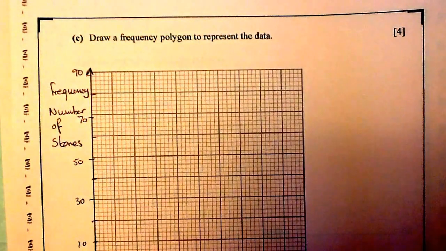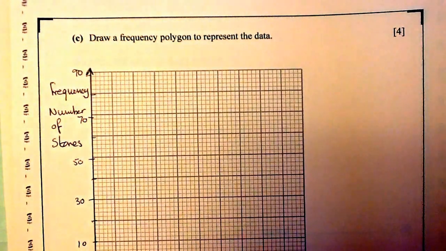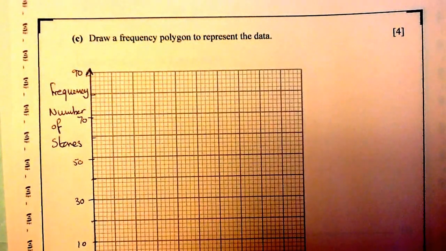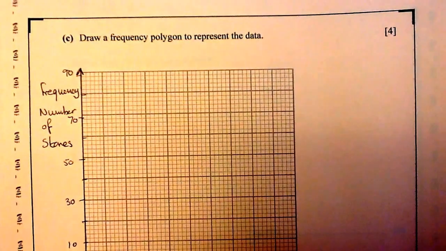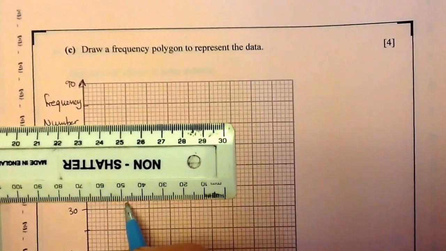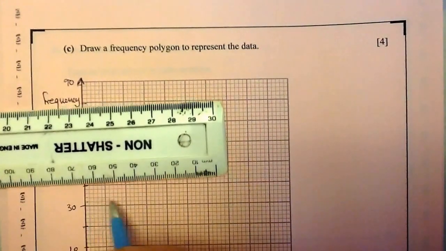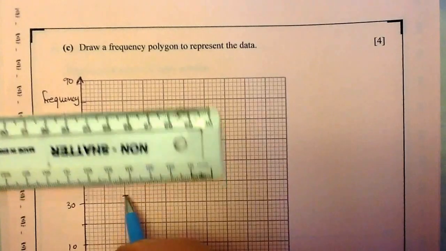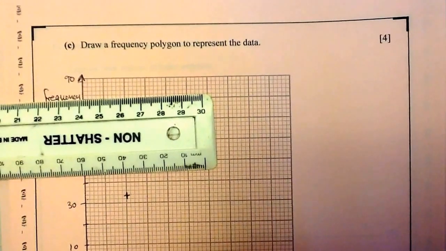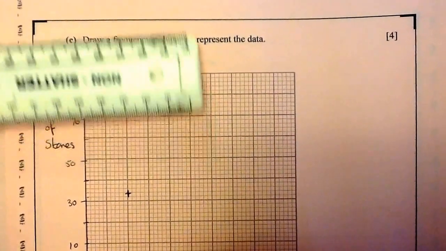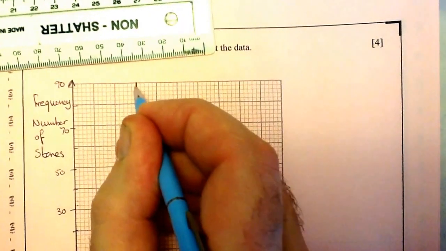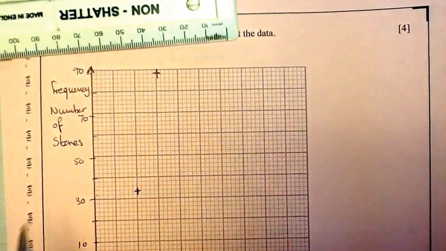Now we're ready to plot the points. I like to do this using a ruler. So the first midpoint is 15, and I have to plot 33. So 33 is going to be halfway between 32 and 34. So there, and it's there. The next midpoint is, of course, 25, and it's 88. So it's exactly there, and that's 88, 2 below 90.